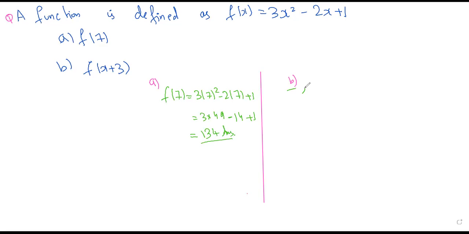For the B part, again, it's simple. F of x plus 3. Instead of x, I have x plus 3. So instead of x, I will plug in x plus 3 everywhere.